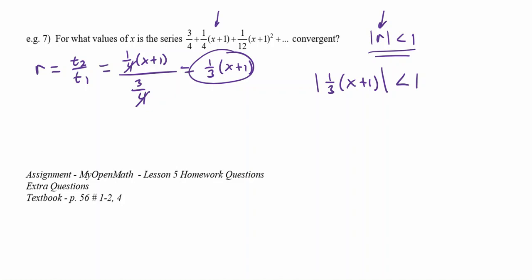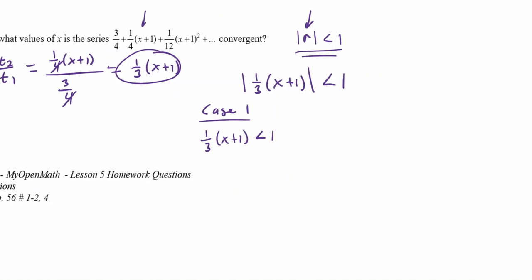We're going to have case 1. Okay, so case 1, and that's going to be the positive version. So that would be 1/3 x plus 1 is less than 1. And I won't solve it right now, but I'll just write both cases. So case 2 would be what?